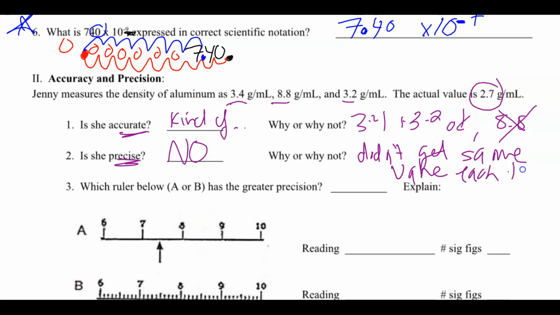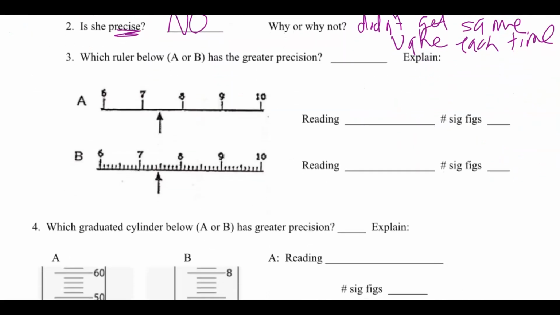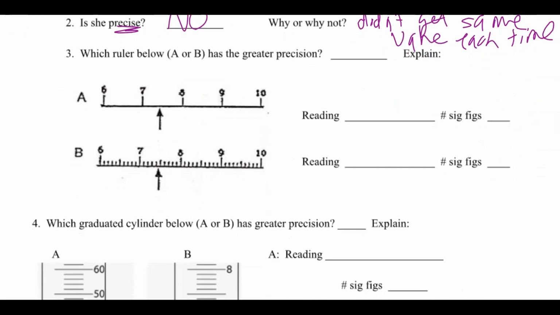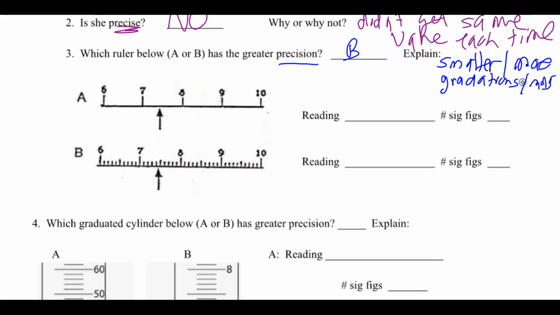value each time. Okay. So in that same kind of accuracy and precision thought process, which ruler below has the greater precision? It's going to get us the same value every time. It's going to be B. Why? It has smaller or more gradations or marks. Okay? So if we look at A, it's between 7 and 8.